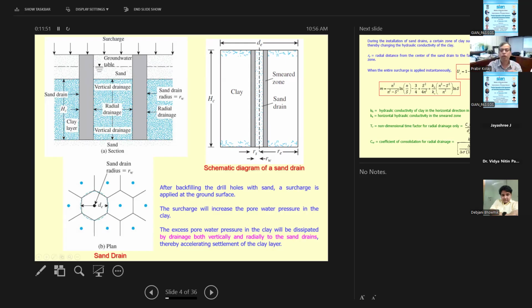So what you need to do basically, after backfilling the drill hole with sand, a surcharge load is applied on the top ground. Surcharge load increases the pore pressure in the clay, and then excess pore water in the clay dissipates, draining both vertically and radially. So radial direction and vertical. So that's how the consolidation is faster.